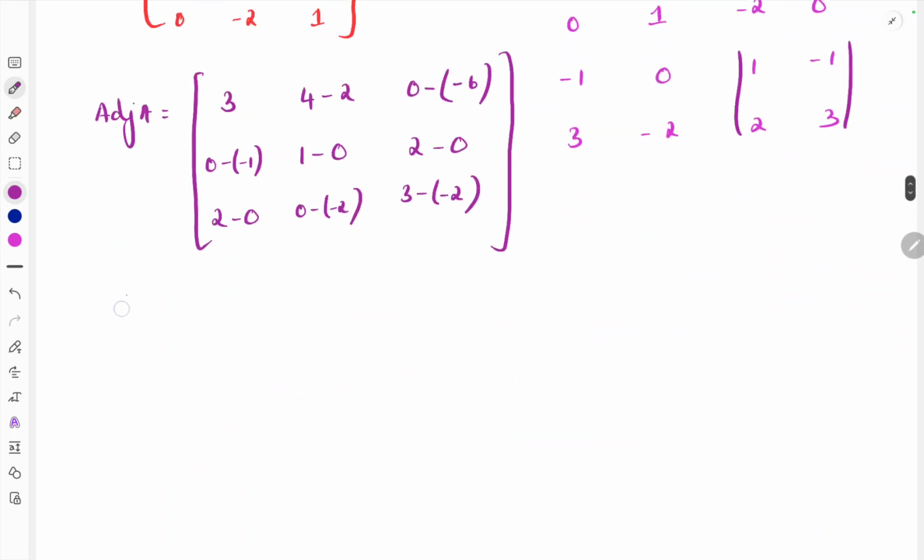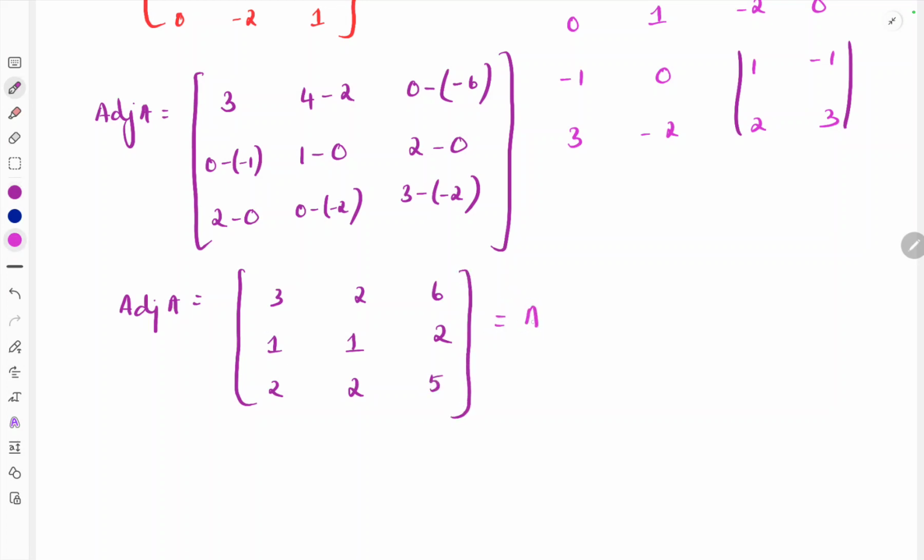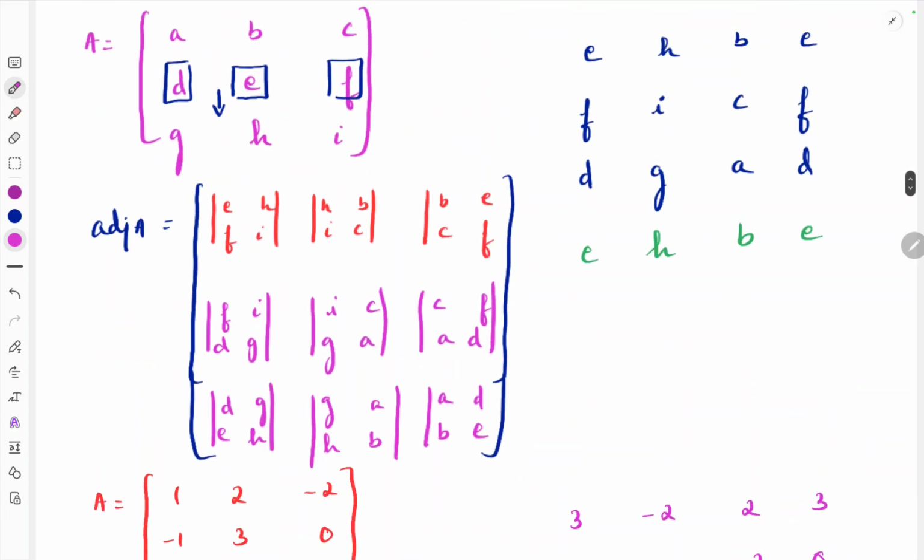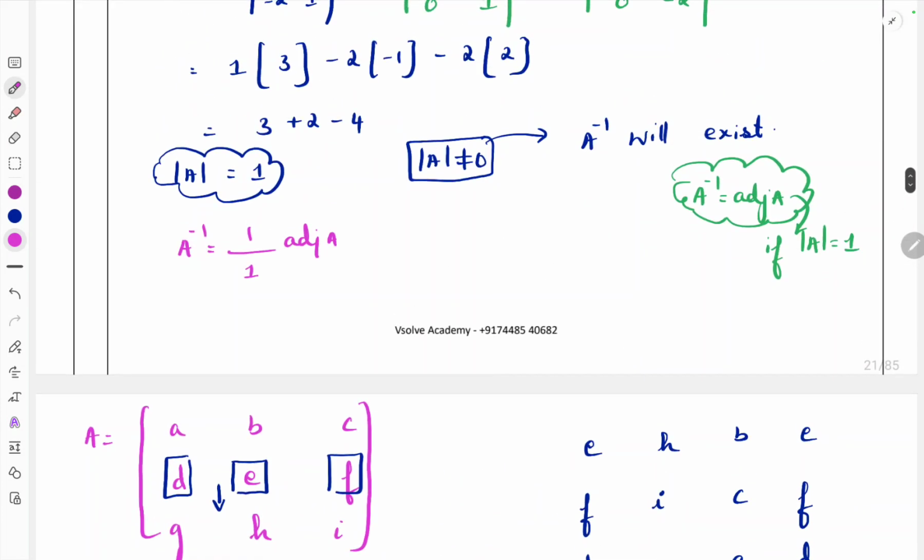So now after calculating this, adjoint of A will be equal to 3. 4 minus 2 is 2. 0 minus of minus 6. 0 plus 6. So it is just 6. Minus of minus 1 plus 1. And here also 1. And here we have 2. So here also 2. So minus of minus 2 is again 2. So 3 plus 2. So it is 5. So this is adjoint of A, and A inverse is also the same thing, because we just found determinant of A equal to 1.